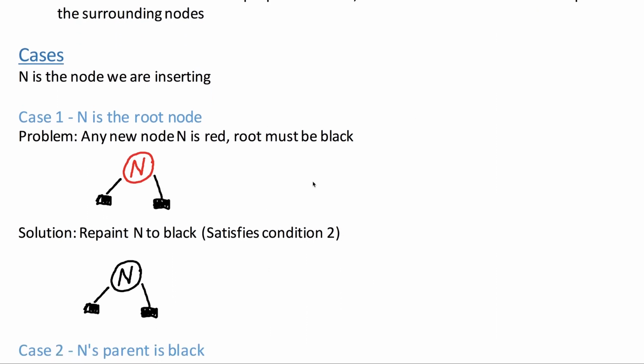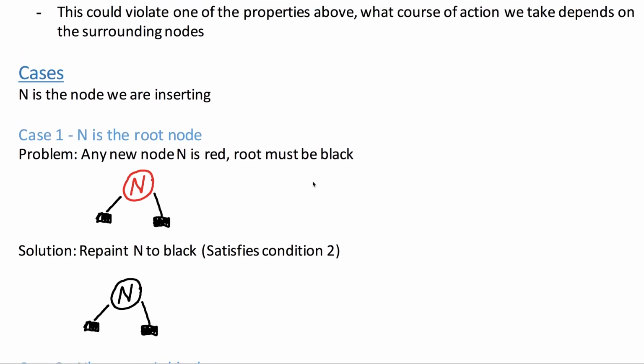Right, so the first case that we could run into is that n, which is the new node we're adding, I'm always going to denote the new node we're adding as n, could actually be the root of the tree. It could be the very first node we add, right? However, as we noted in our red-black tree rules, the root node always has to be black, right? And the new node we're adding is red, right? So right off the bat, we've already broken a rule. So how do we go around fixing that?